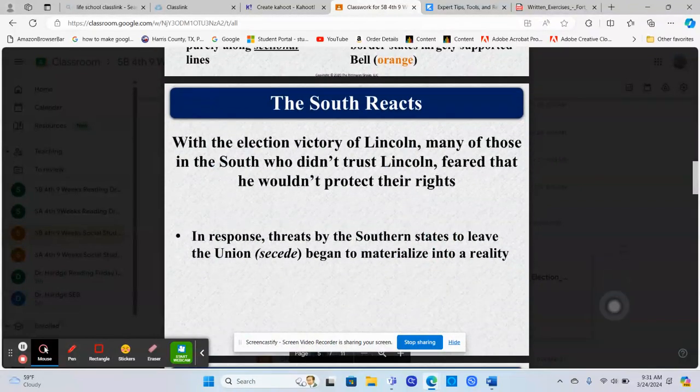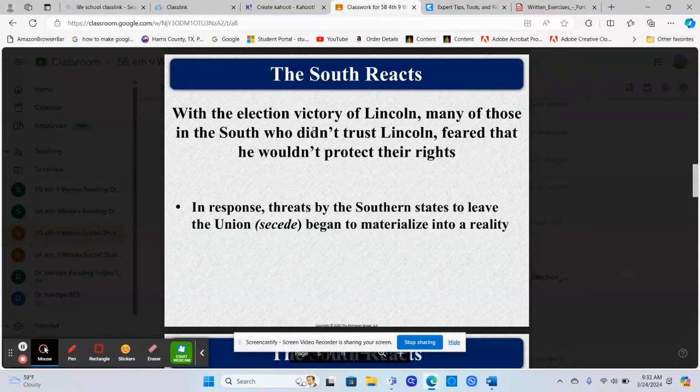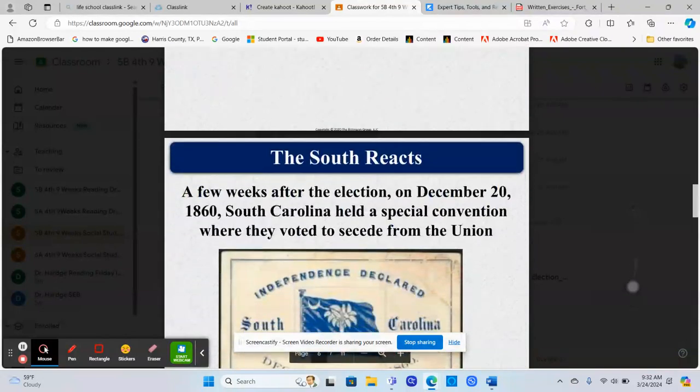The South reacts. With the election victory of Lincoln, many in the South who didn't trust Lincoln feared that he wouldn't protect their rights. In response, threats by the Southern states to leave the Union, to secede, began to materialize into a reality. So we're on the reaction from the South now.